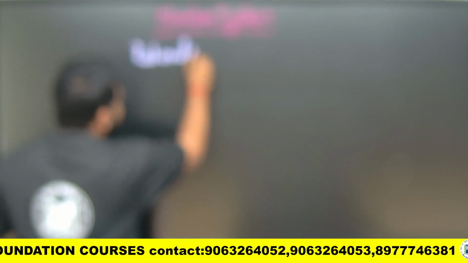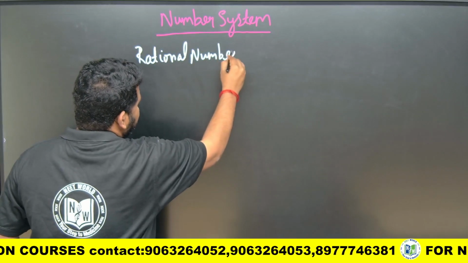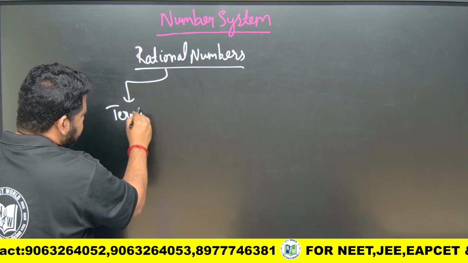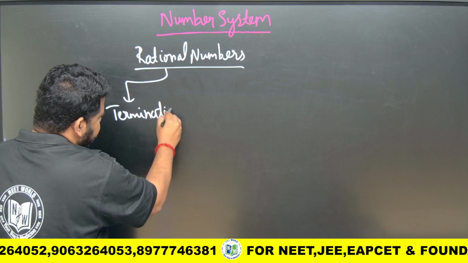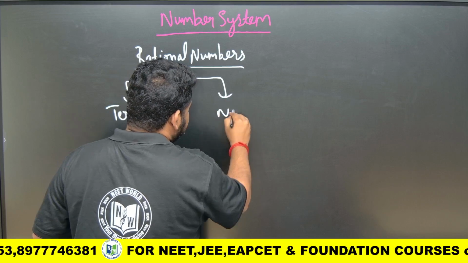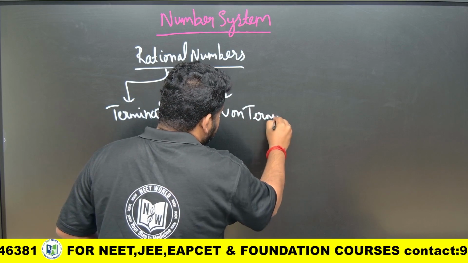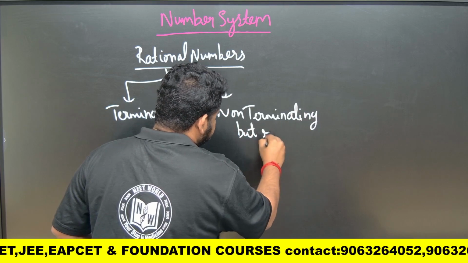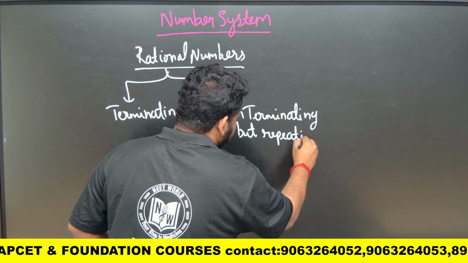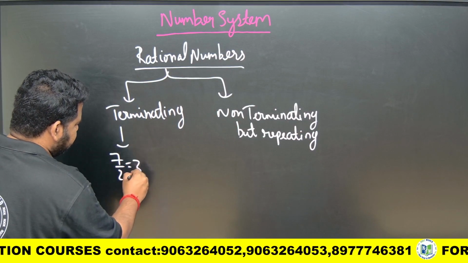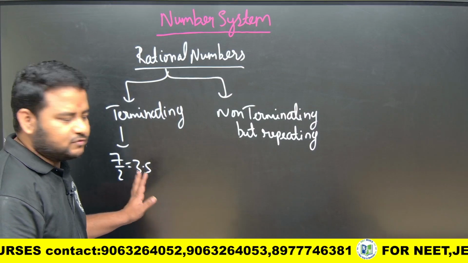Rational numbers, we learned, are of two types. One is terminating decimal, another one is non-terminating but repeating. For terminating, what is the example we took? We took the example of 7 by 2, we got it as 3.5. That is the example we took for terminating.